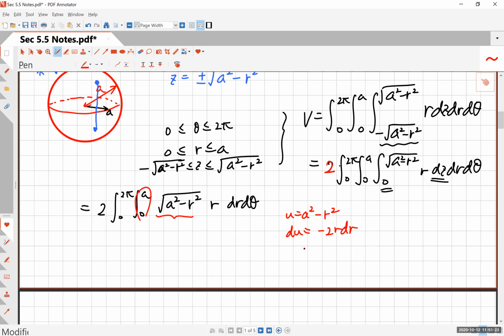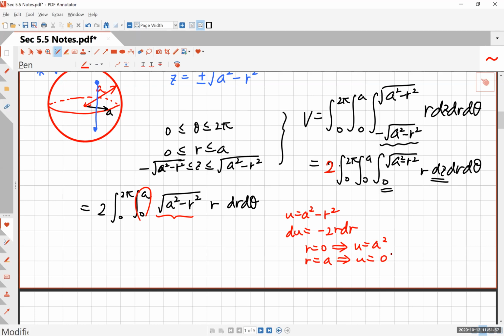So when r is equal to 0, u goes from, let's see what I can do. This is tricky because you have to keep track of what's u and what's r, right? If r is equal to 0, that means u is equal to a squared. If r is equal to a, then you plug in a squared here, so u becomes a squared minus a squared, which is 0.